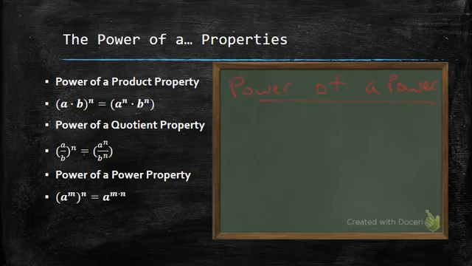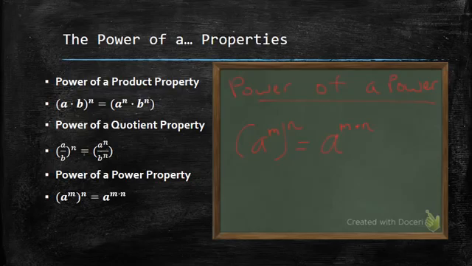Next up we have the power of a power property. This property states that when you have a base raised to a power raised to another power, you need to multiply. Make sure you take note of that. So when you raise powers to a power, you end up multiplying them. So this ends up being a to the m times n. We're going to multiply that. Let's take a look at what that could look like.